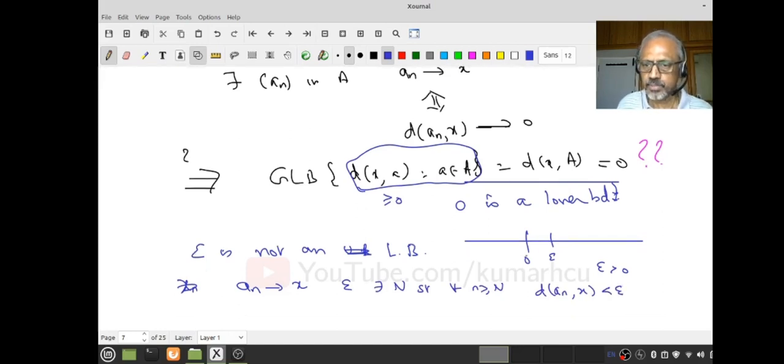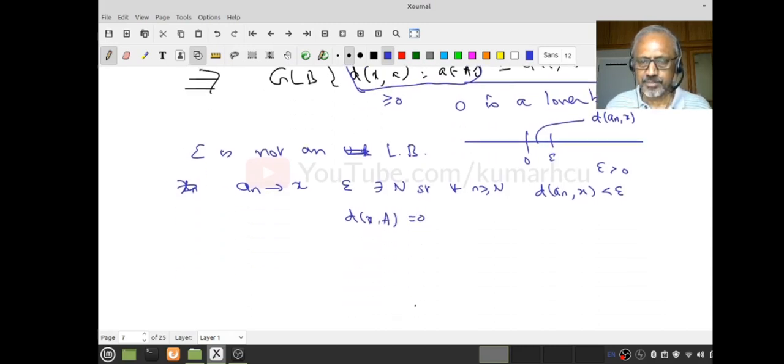So in particular I have found one element of the set X that is strictly less than epsilon. Therefore epsilon is not a lower bound, but 0 is a lower bound, and any positive epsilon is not a lower bound. That means 0 is the greatest lower bound. Therefore d(x, A) is 0.